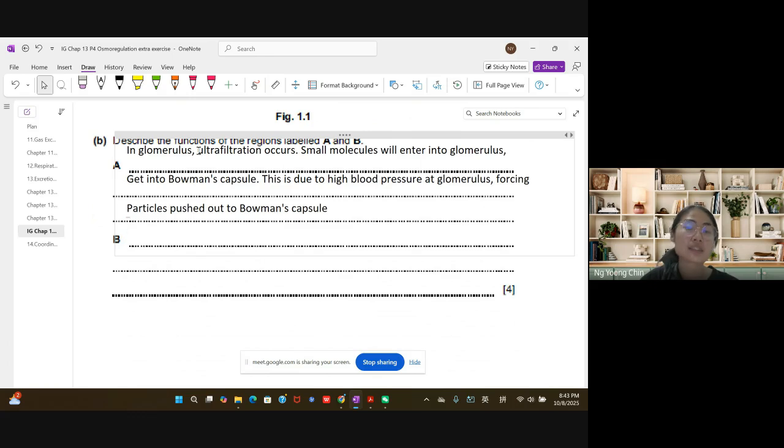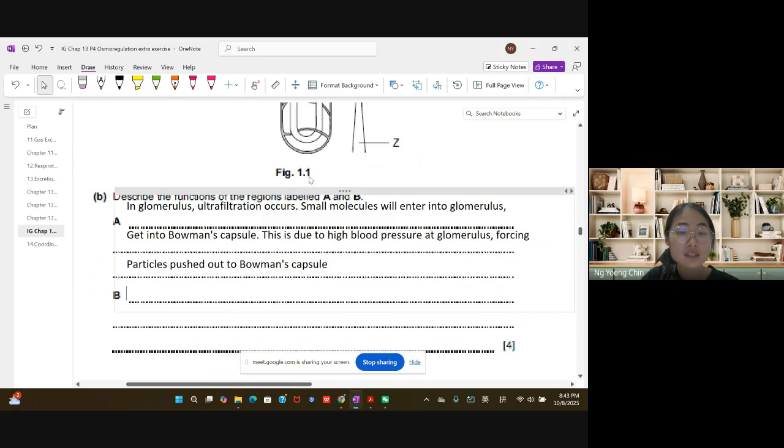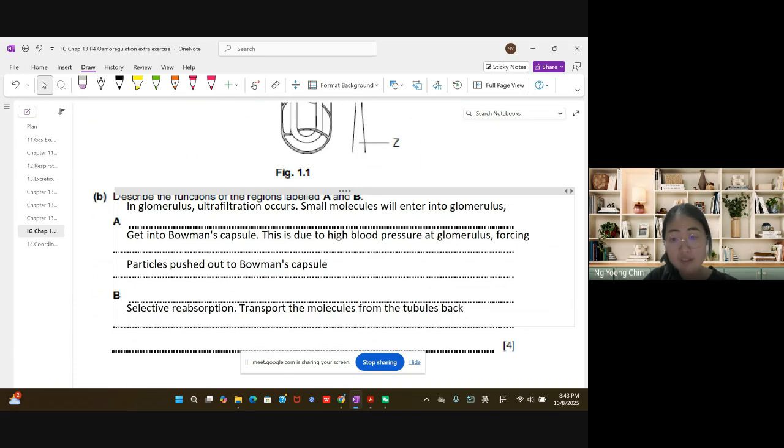Then how about B? B is the proximal convoluted tubule. What it does is selective reabsorption. So it needs to transport molecules from the tubule back to the blood capillary, such as glucose and amino acids. They will be reabsorbed back.